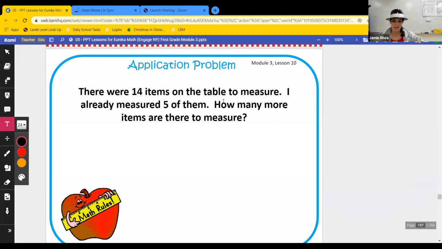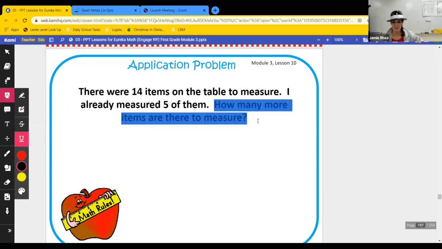There were 14 items on the table to measure. I already measured 5 of them. How many more items are there to measure? Okay, so we've read through the problem. What is it asking us to solve? How many more items are there to measure? So I'm going to underline that because that's important information. I need to know an answer. Now let's go back and look for clues.